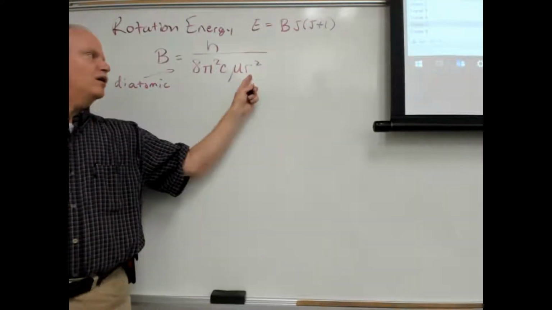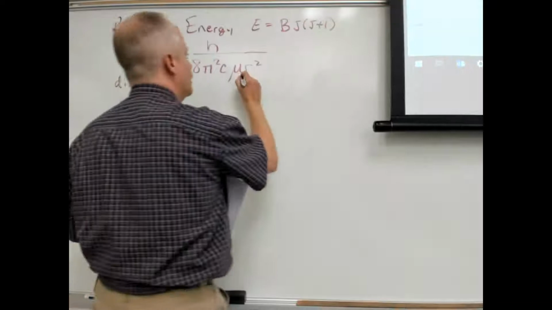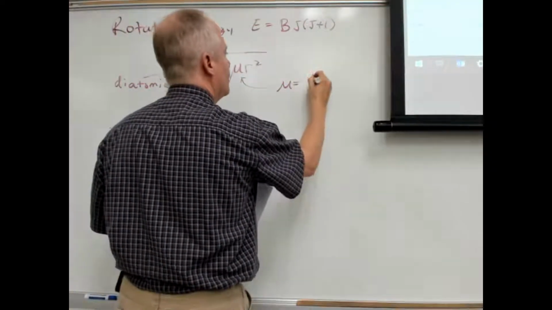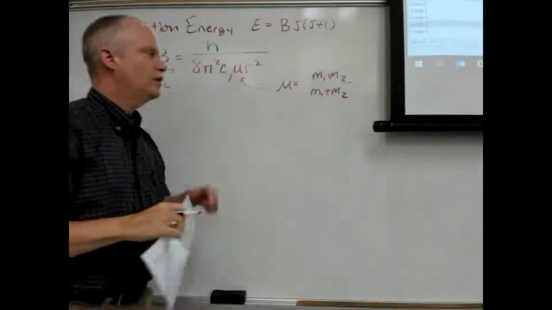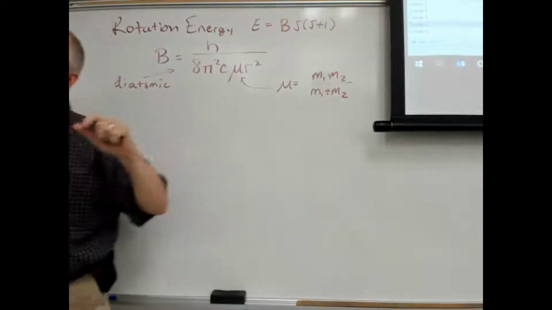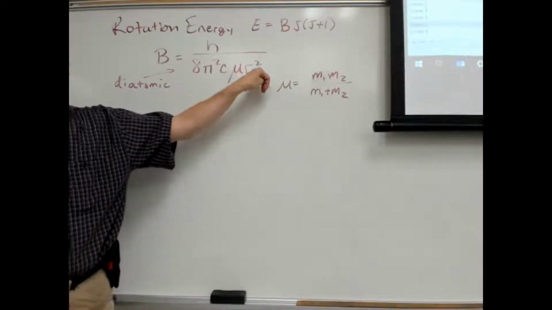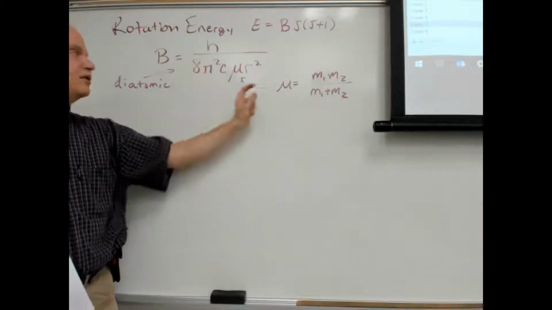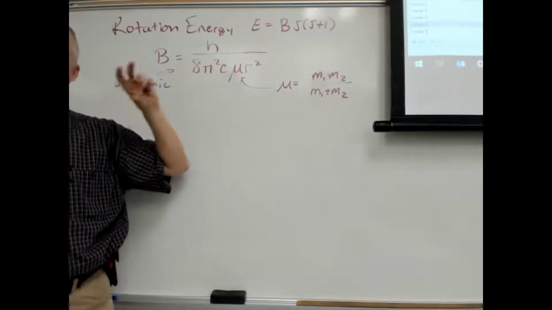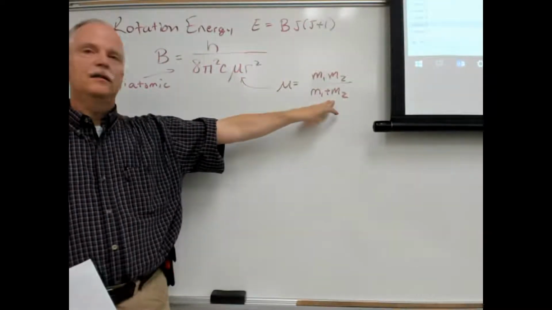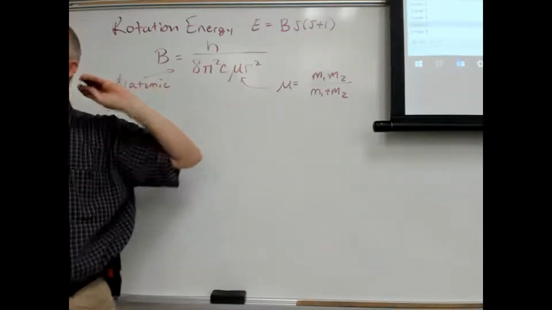And you have this mu r squared in the denominator. This is the reduced mass. So for the diatomic, you have the two atoms, their masses, and that's how you come up with the reduced mass. And then r is the bond length between those two atoms. So this is the rotational constant. The others are just constants: you have the speed of light, pi, and Planck's constant. If you know the mass of both atoms and you know the bond length, then you can calculate the rotational energies.